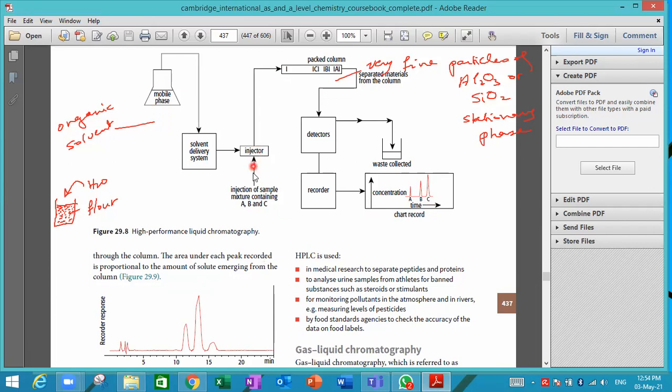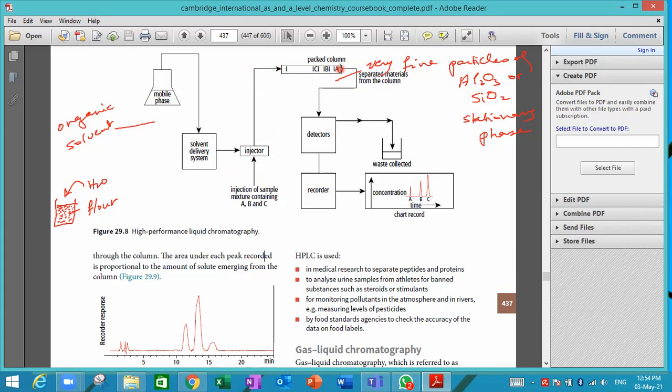But they put an injector here to inject the sample. Instead of injecting it here, it is injected here, so that it will be mixed with the organic solvent, and the pressure here would push them together to pass through the column. Because as I told you, if we do not apply a pressure, they will not pass through the column because of the very fine particles of alumina. So we have to push them in order to move inside the column.